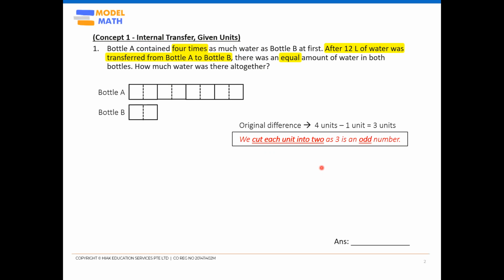If you cut it this way, you realize that your cutting point here is where you bring down, you shade off your 12 liters and carry it down. Remember to shade, remember to bring it down, and remember to use dotted lines to extend bottle B.